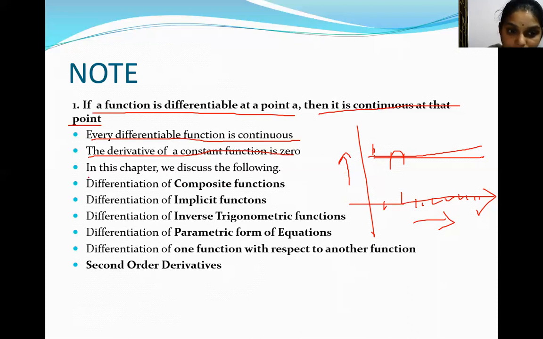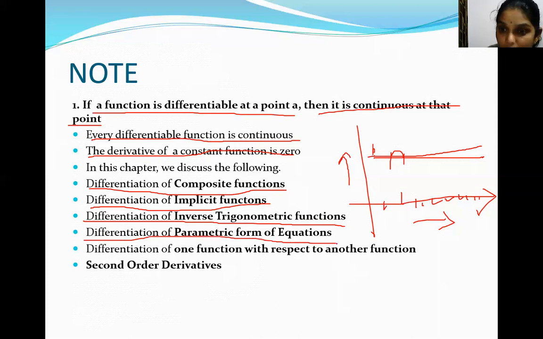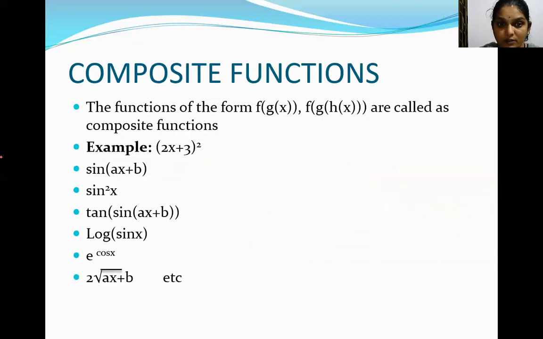Okay, now with this introduction to first year, we move on to the second year syllabus. In this, you are going to study these concepts: differentiation of composite functions, differentiation of implicit functions, differentiation of inverse trigonometric functions, differentiation of parametric form of equations, and differentiation of one function with respect to another. Now, let us see the composite functions.